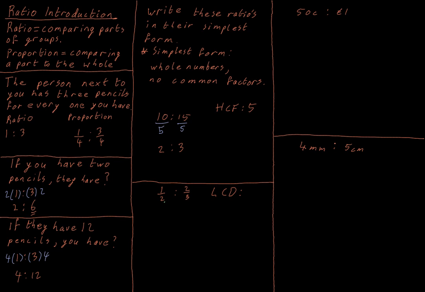So what's the lowest common denominator of 2 and 3? That's just going to be 6. So we're going to multiply both sides by the lowest common denominator to get rid of our fractions. So 6 multiplied by half is 3, and 6 multiplied by 2/3 is going to be 4. So that is now 3 is to 4. This is our ratio, and it's in its simplest form because there's no common factor between them, and they are whole numbers.